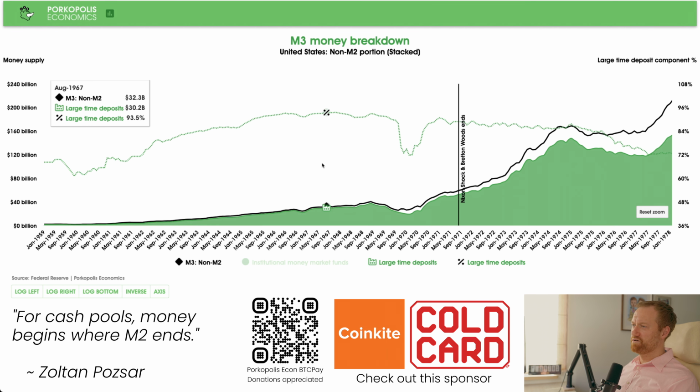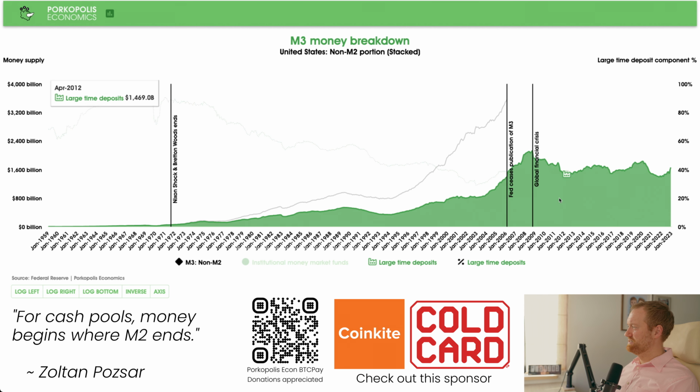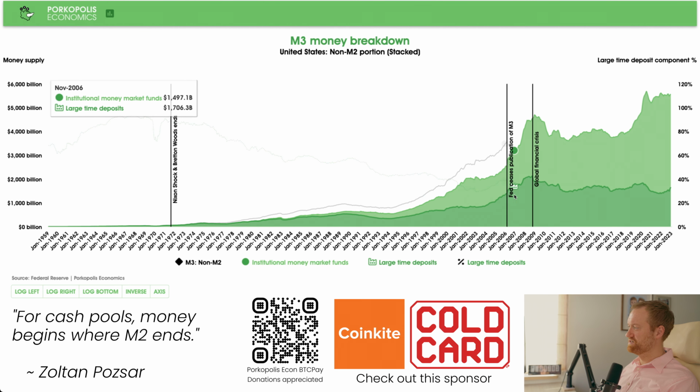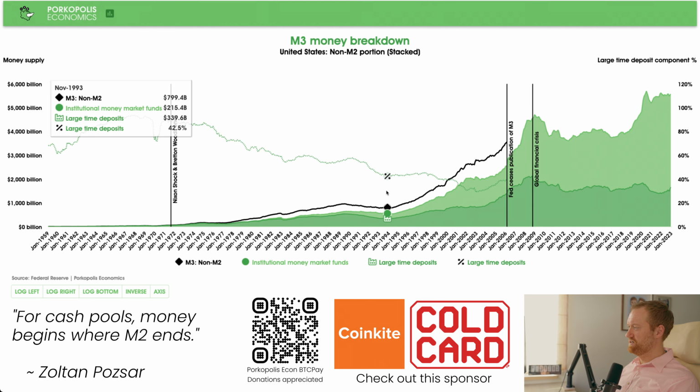The final remnants of the gold standard ended here in August 1971, and we continue down here with the ratio of institutional large time deposit balances falling as a proportion of the total, from 90% plus in the 60s to, in 2006, when the Fed ceased publishing, only 40% of the pie. And again, if we put back the institutional money market funds, you would have about 70% of the pie from those two instruments.